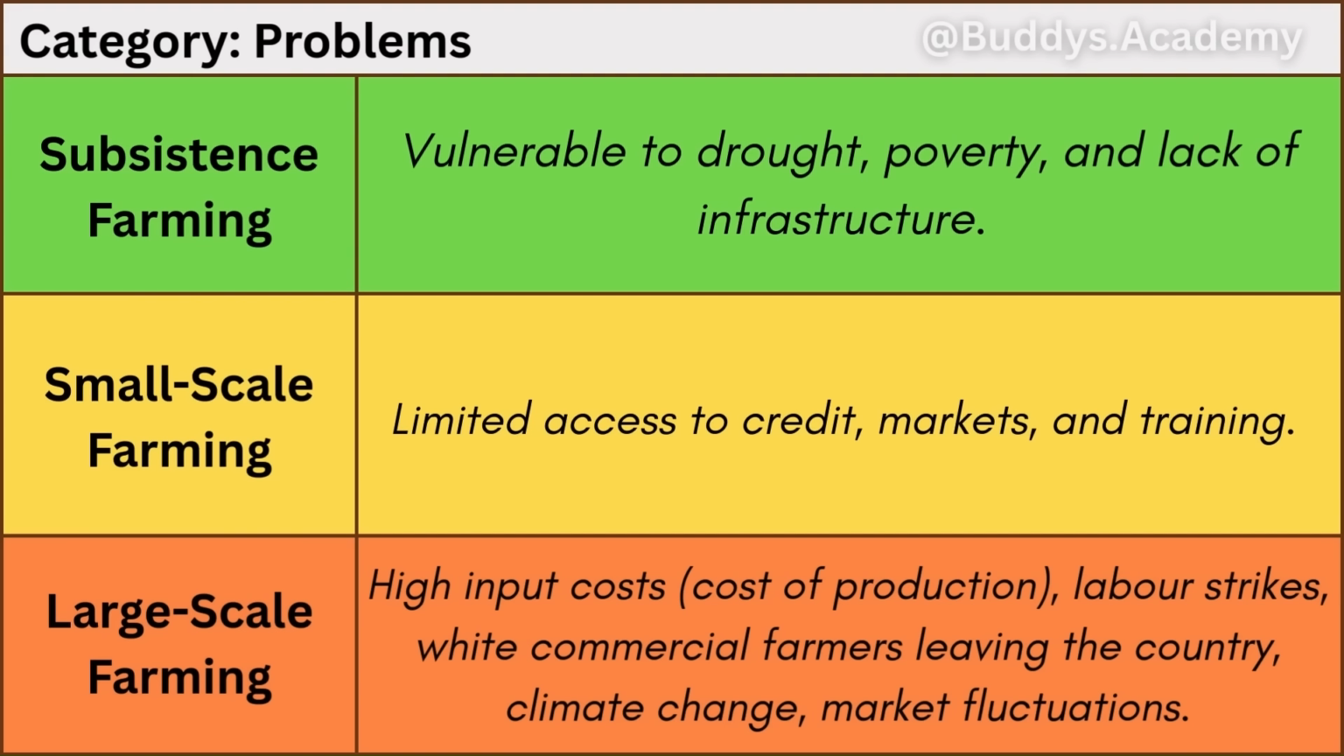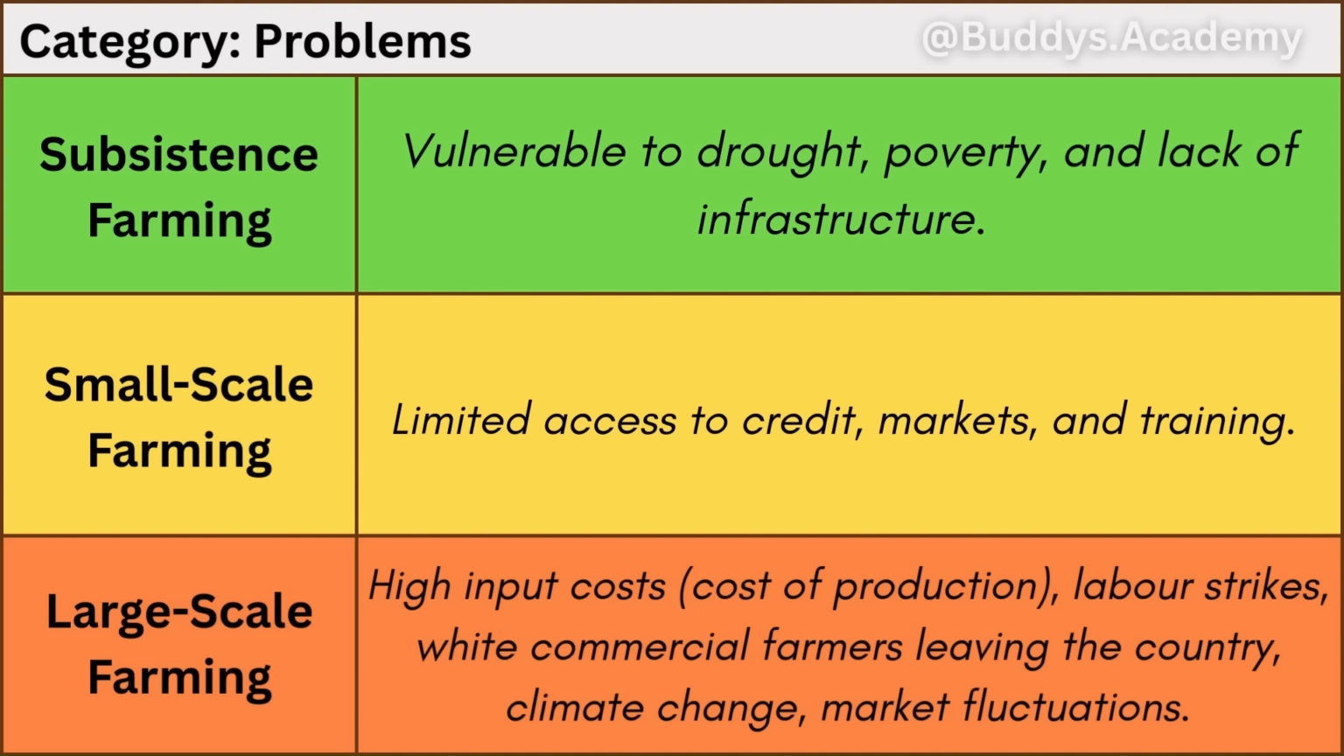Now, in terms of your large-scale farming, remember this is going to be farming done on such a huge scale. So can you imagine how much money is needed for doing that? Therefore, the first problem is going to be a high input cost. And that's going to be the cost of production. Remember, you're going to need these fancy fertilizers, you're going to need this technical and complex machinery, and that's all going to be very expensive. And also, again, because you're going to be having so many employees, you're going to have labor strikes, and that's going to delay your production times.